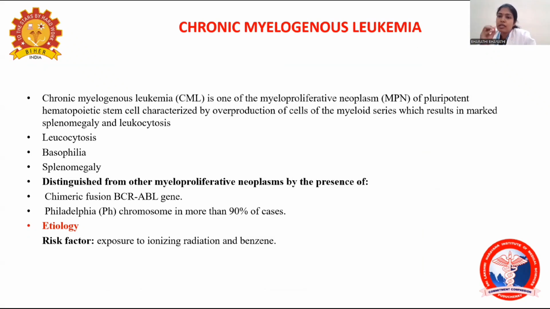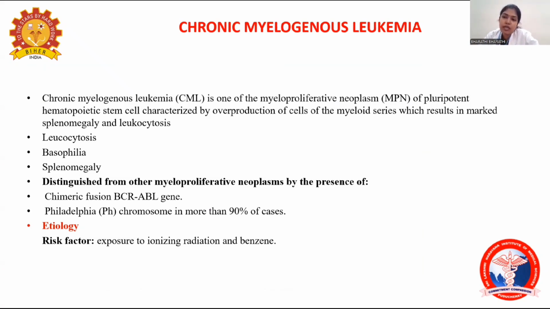What is leukocytosis? Leukocytosis is nothing but an increase in the WBC count. Increase in the sense how much? It will be in lakhs. The patient will have 1 lakh, 1.5 lakh WBC count. The patient will present to you with marked splenomegaly. There will be enlargement of the spleen. And the patient will have basophilia. There will be numerous basophils in the peripheral smear.